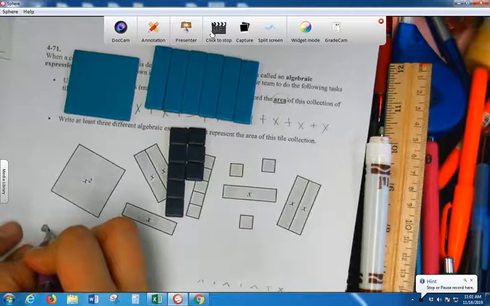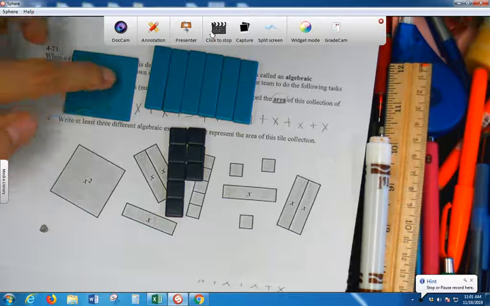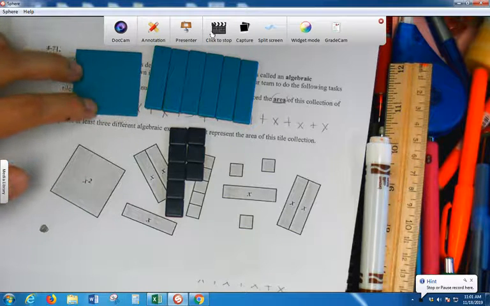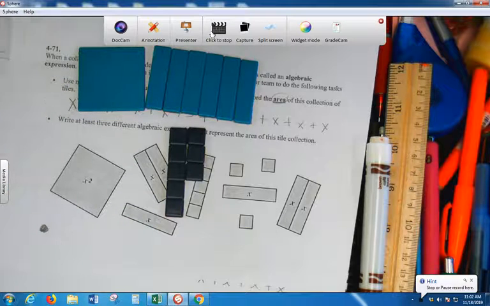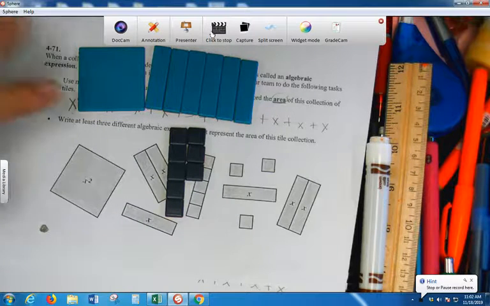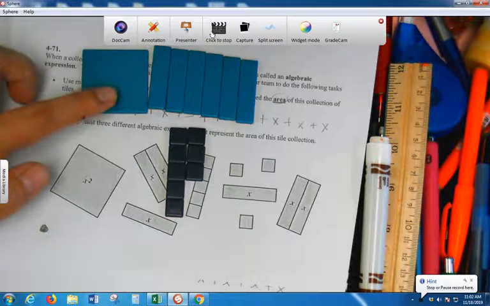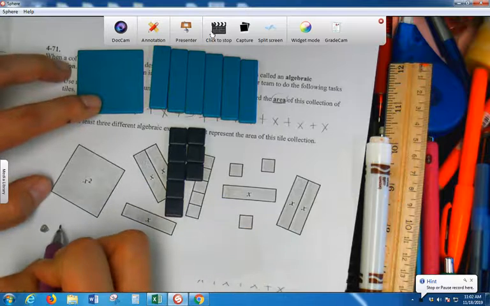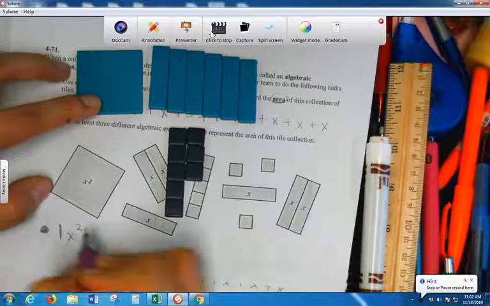Okay. Tell me what you have. Literally tell me, what is this? X to the power of 2. How many do you have? 1. So, Susan, I really need you to focus. Not do that, but focus on what I'm doing up here. What is this again, guys? X squared. X to the power of 2. How many do I have? 1. So, I'm going to tell you that I have 1 x to the power of 2.